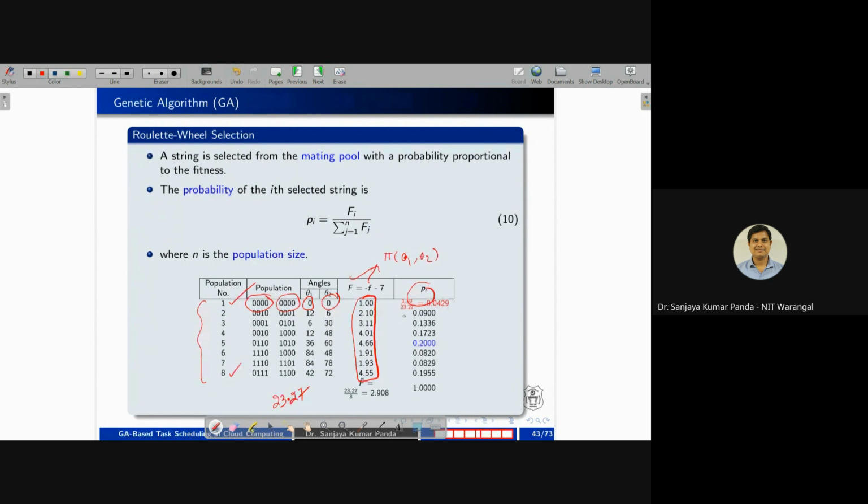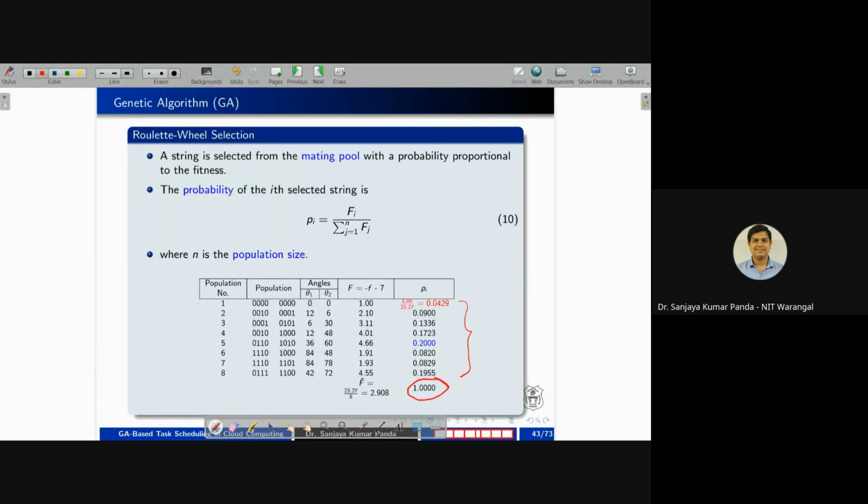So how to calculate? For population 1, the current fitness divided by the sum of all fitness. If I do it, I'll get 0.0429. Similarly, for population number 2, the probability is 0.09 divided by the sum of all fitness, 23.27, so you will get 0.09. Like that you have to calculate. If you calculate P_i of each and every population, obviously we are calculating probability, and if you sum it, you will get the value 1.